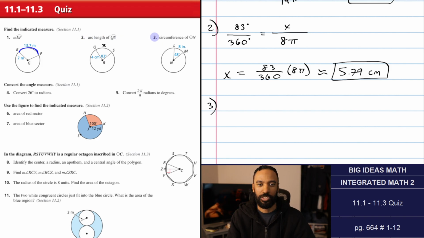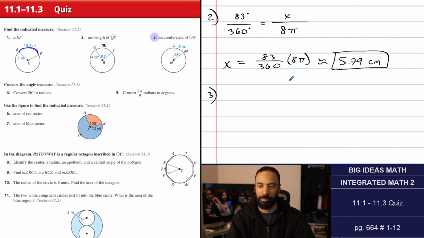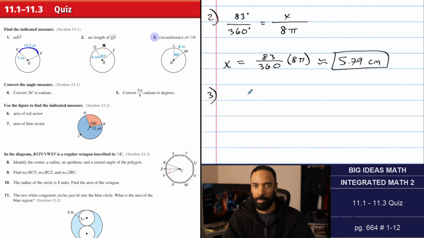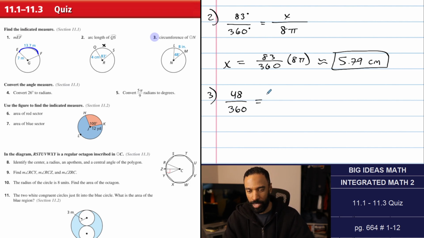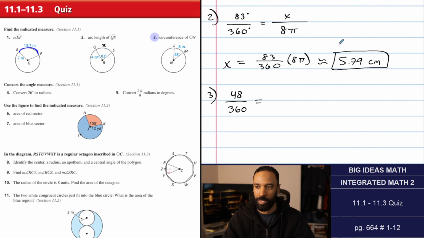Number 3, we're going to find the circumference of circle N. Nothing is changing with regard to what we have circumstantially, a proportion we can set up and use to solve. So 48 over 360, and although that can reduce as a fraction, we're going to use the calculator anyway, so we're good. Equals our arc length. This time, by the way, X is the arc length of QS. Our arc length this time is 8 inches, and now we need to find the circumference.